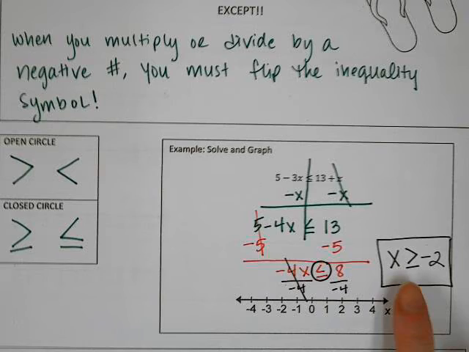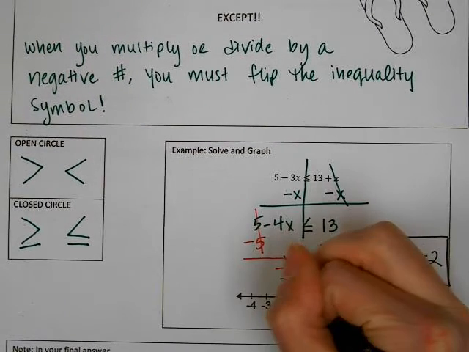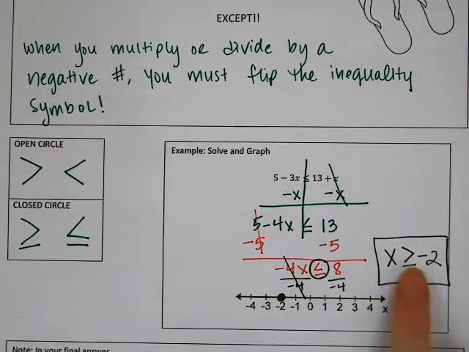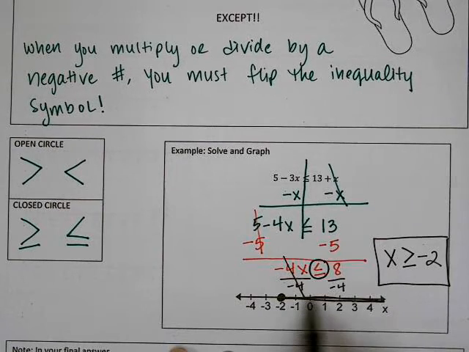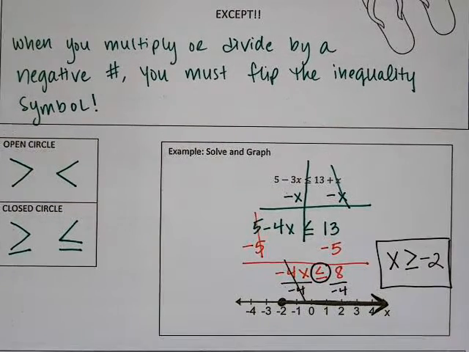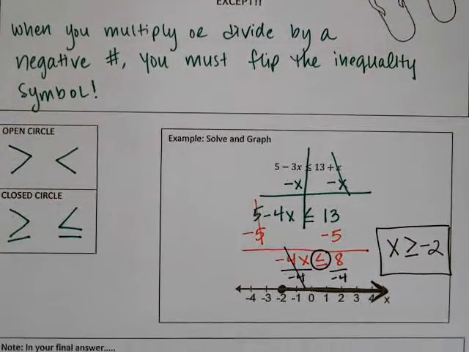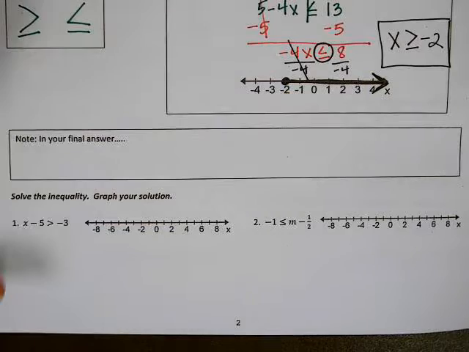All right, and then we know that greater than or equal to is a closed circle at negative 2. And then greater, we know, means off to the right. So that's your answer. Okay, so it's not really much harder than what we've done before. All right, let's go through and do a couple more here.